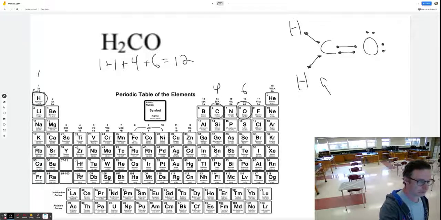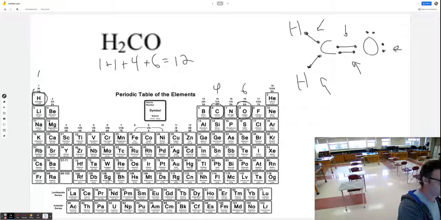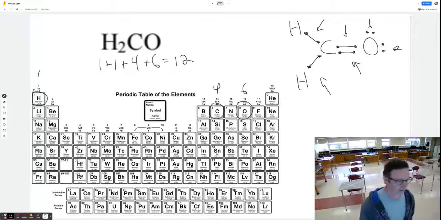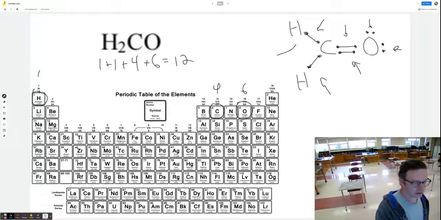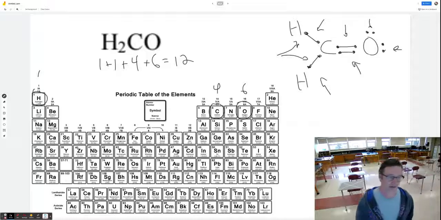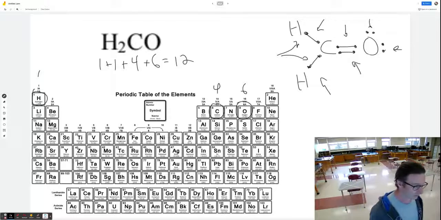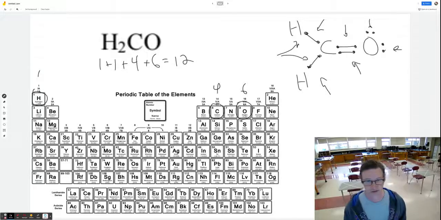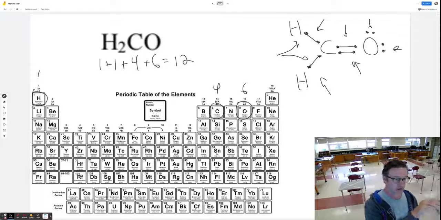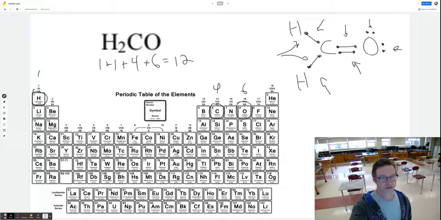One, two, three, four bonds are on the carbon. That's 8 electrons. Two bonds plus 4 dots are on the oxygen. That's 8 electrons. Each hydrogen has 2 from the bonds. So every atom is complete. I used 12 electrons, which is what I started with. So I am done with this one. I needed to use those 2 electrons from the oxygen to create the double bond to finish satisfying the carbon.